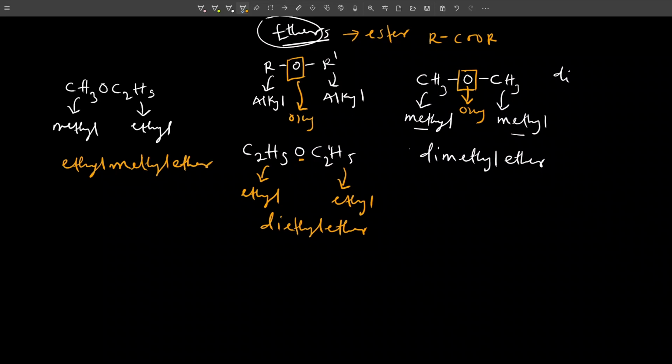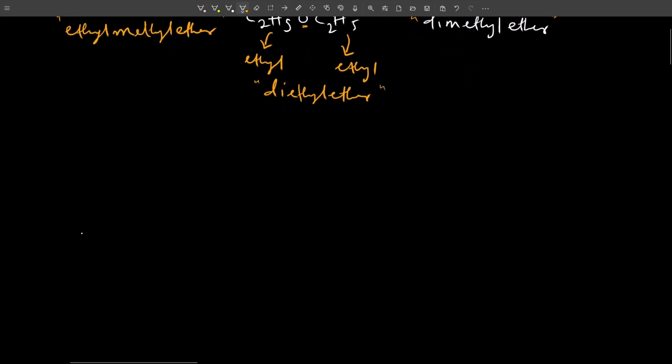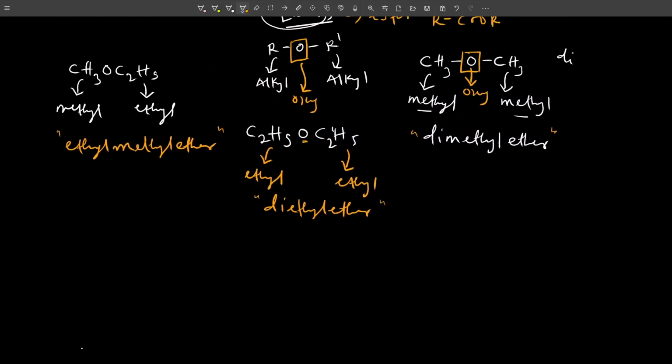This idea of naming is just the common name for ethers. The way you name ethers correctly, I'm talking about IUPAC nomenclature now, is this way. Take for example, CH3 O C2H5. This one I called ethyl methyl ether, but this is just the common name. Let us rename it using IUPAC nomenclature. The idea is very simple.